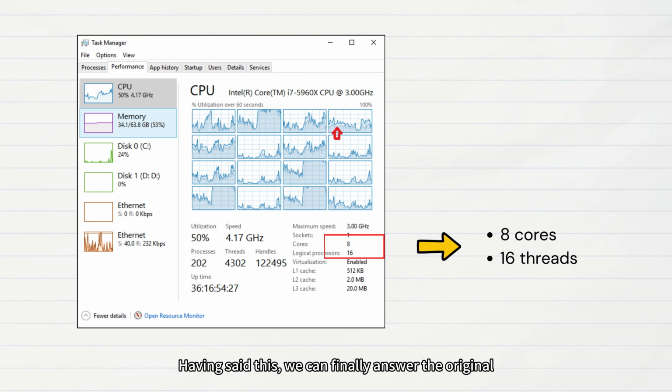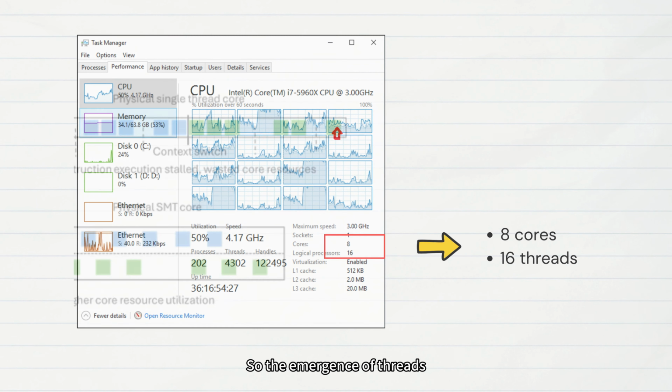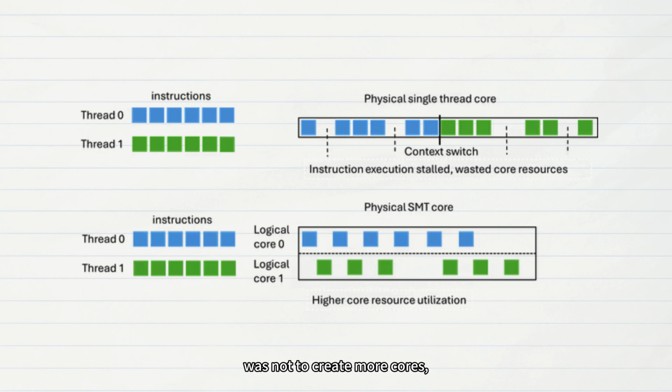Having said this, we can finally answer the original question. Why does an 8-core CPU show 16 threads? Because your CPU did not suddenly gain 8 extra cores. It just learned a smarter thing. When one thread stops because it is waiting for data, it immediately lets another thread take over the work. That way, the expensive computing hardware does not go to waste. So the emergence of threads was not to create more cores, but to reduce waiting time.